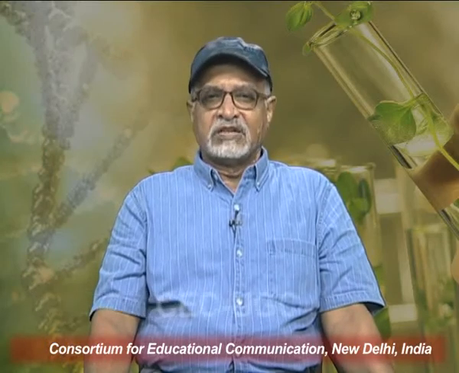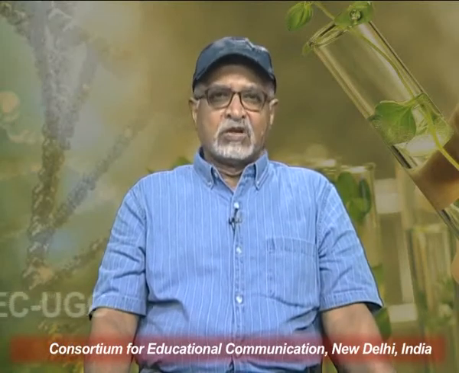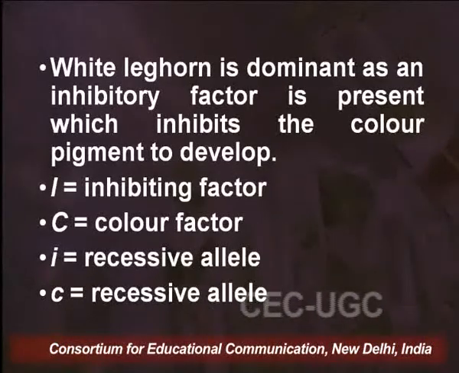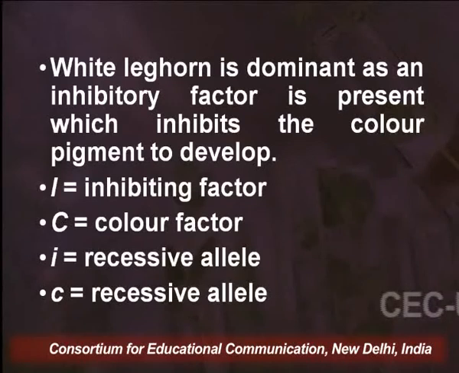Now the white plumage of one of the chickens is dominant over the colored variety, whereas in the other, that is the white Plymouth, it is recessive to the colored variety. If you can see on your screens, we would have a white leghorn, which is dominant because there is an inhibitory factor which is present.